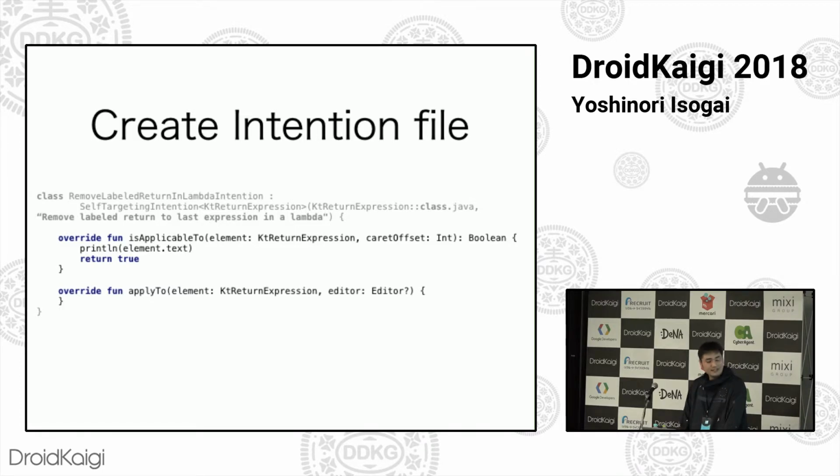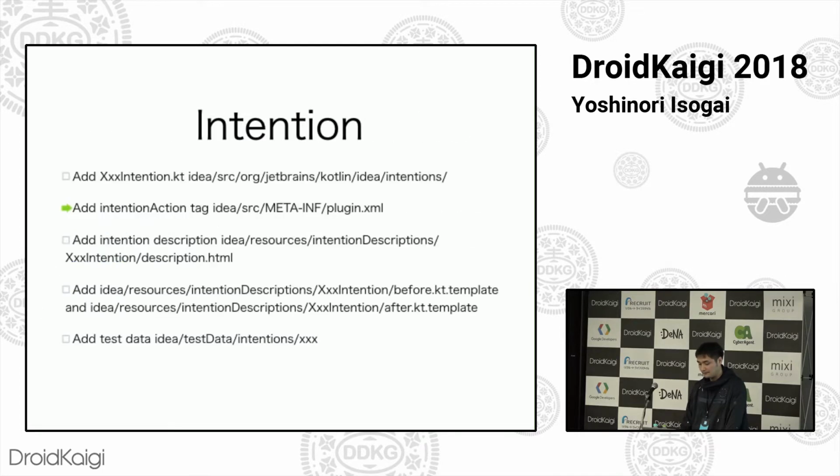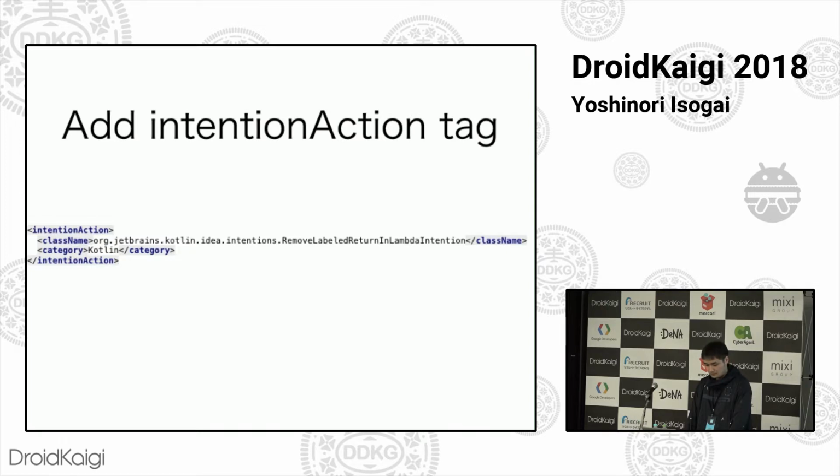Inside of the isApplicableTo method, I put println for debugging purposes. I could just keep going, but I want to make sure that the intention is used. So let's go to the next step first. In order to register the intention to the Kotlin plugin, we will add an intentionAction tag to plugin.xml. The intentionAction tag is something like this. As for className, the value is the fully qualified class name of the intention class.